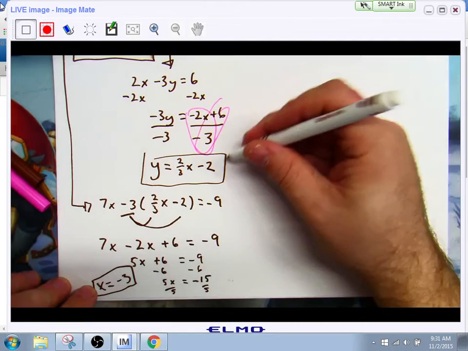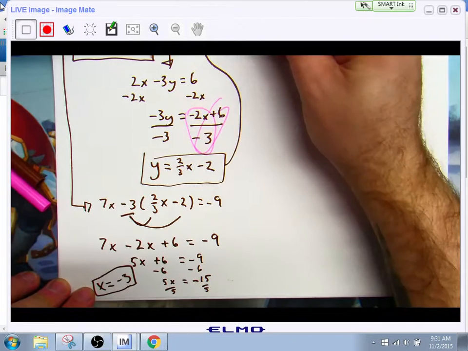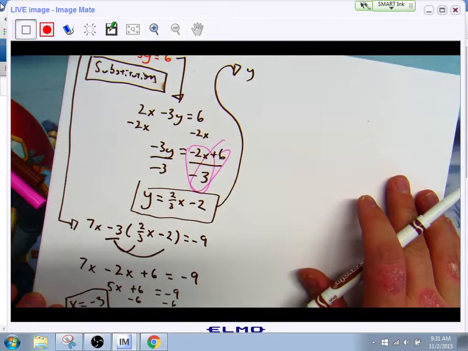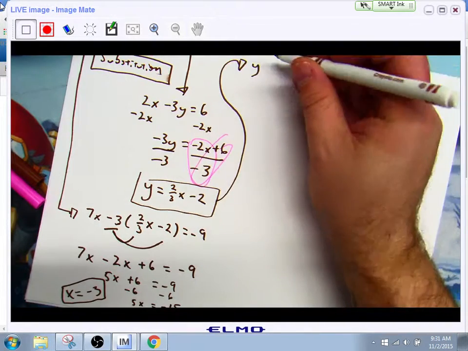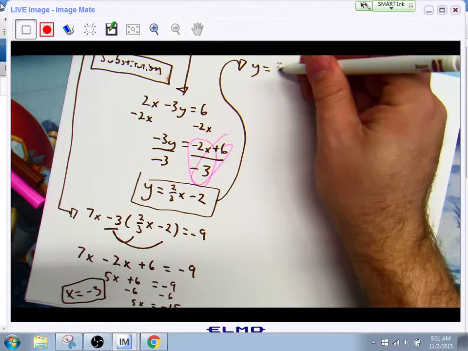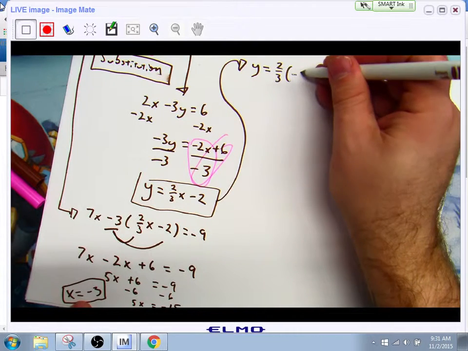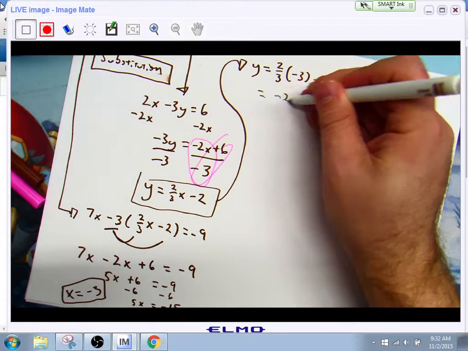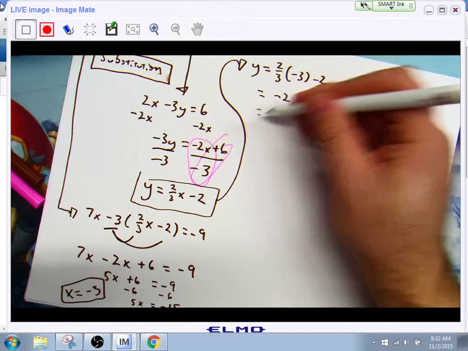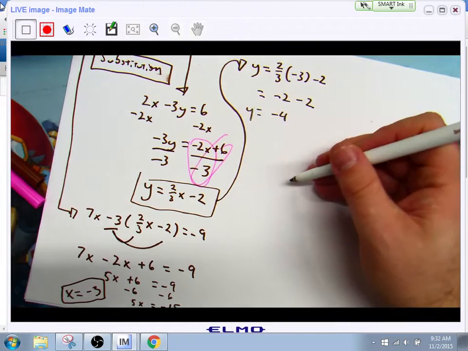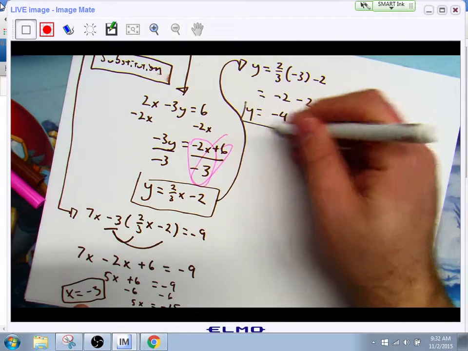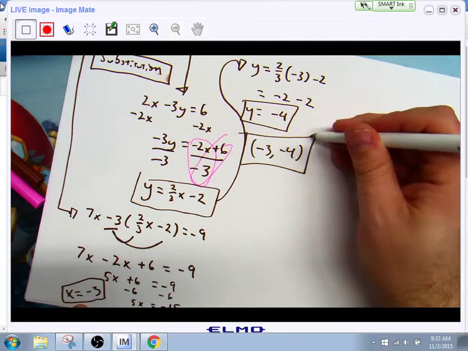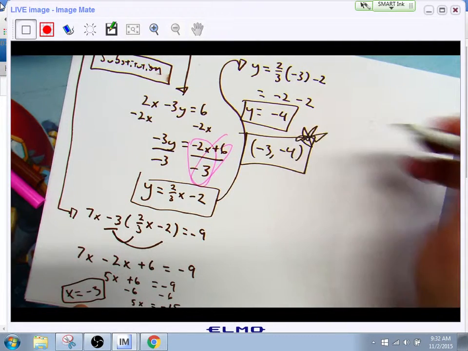But I'll take that negative 3 and I'll plug it in here. Yeah, I'll go all catty corner. That'll help. Y equals 2/3 x minus 2. This time x is negative 3 minus 2. My 3's will cancel, giving me negative 2 minus 2, giving me negative 4. So I end up with my x is negative 3, my y is negative 4. Put a bow on it. It's an ugly bow.